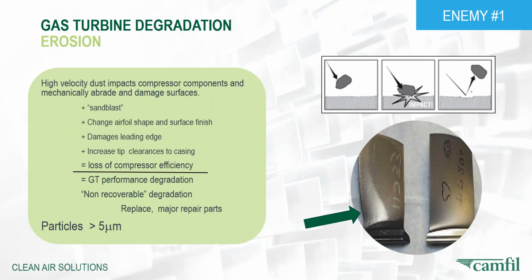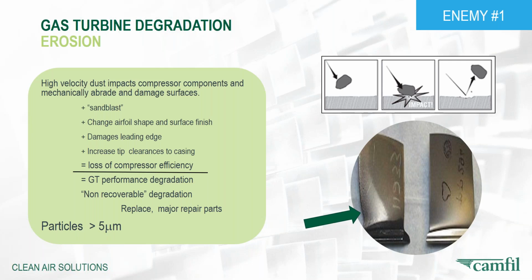Our first enemy we're going to discuss today is erosion of the compressor section. Erosion is simply the abrasive removal of material of the machine. Compressors, turbines run at very high speeds, very high tip speeds. So even a small particle, when it's impacted, there's a lot of energy, a lot of inertia related to that interaction between a small hard particle impacting a metal blade going at a high speed. So it's essentially sandblasting the blade.